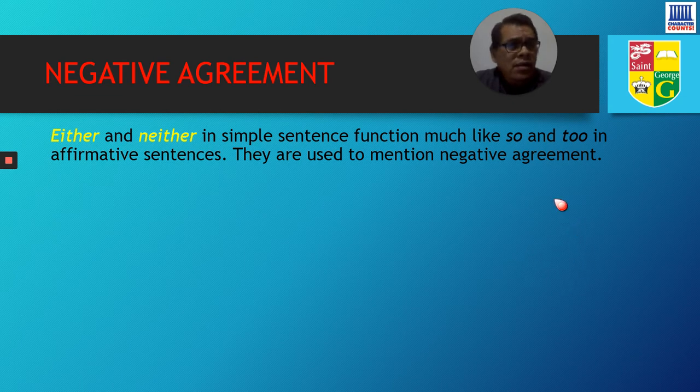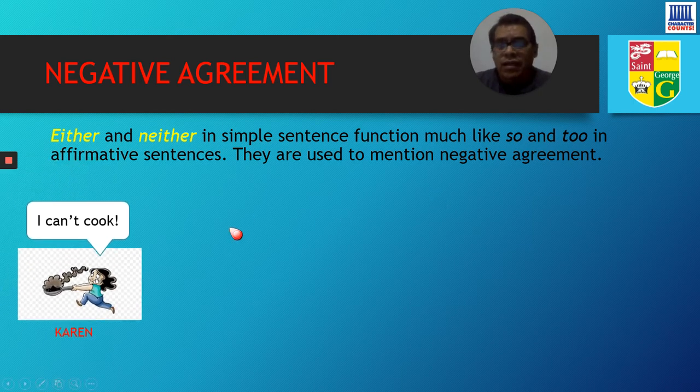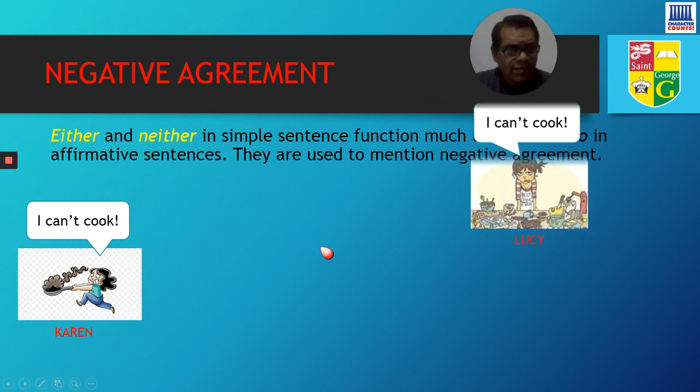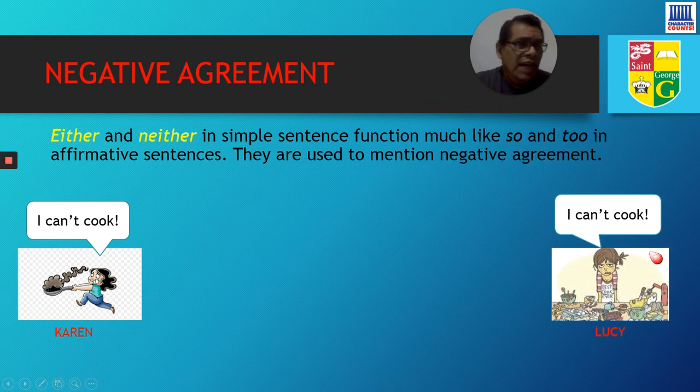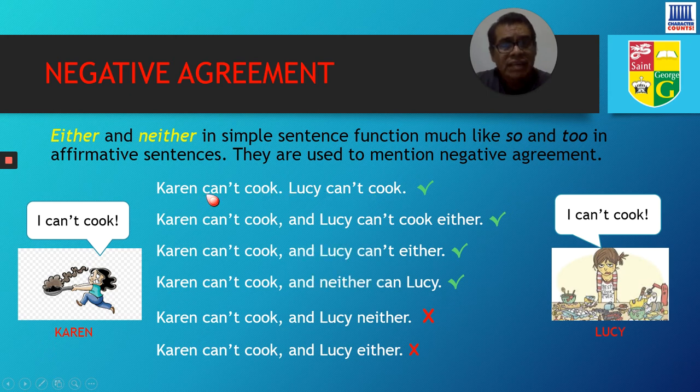They work like too and so, but this time in negative sentences. Let's look at this example. Karen says, "I can't cook," negative. And Lucy says, "I can't cook." We can put these two sentences separate, like this first example. Karen can't cook, Lucy can't cook.